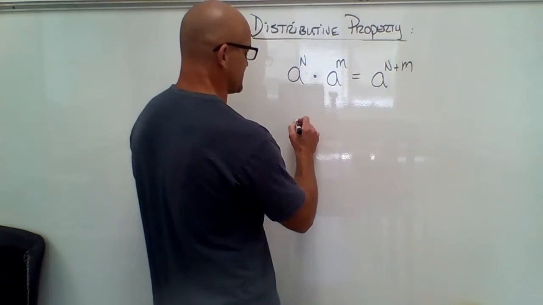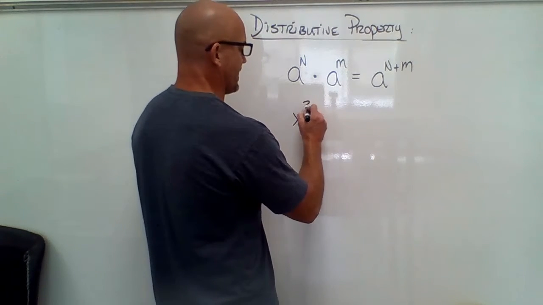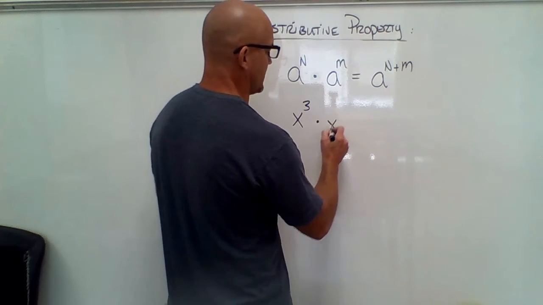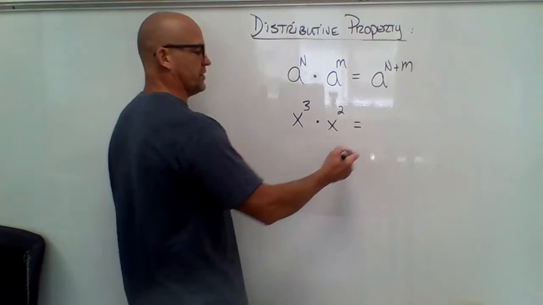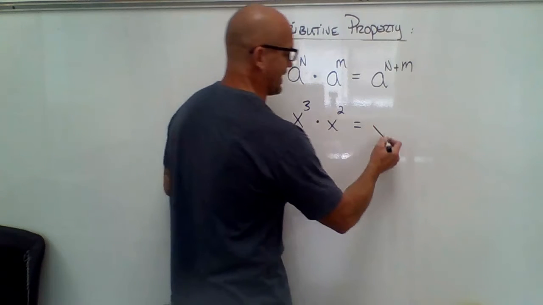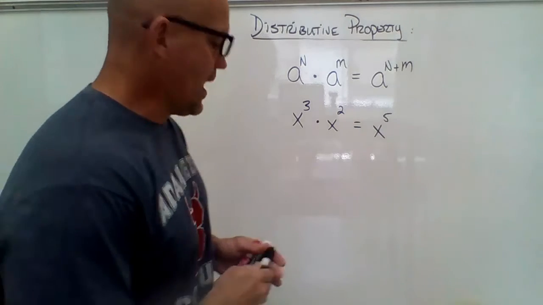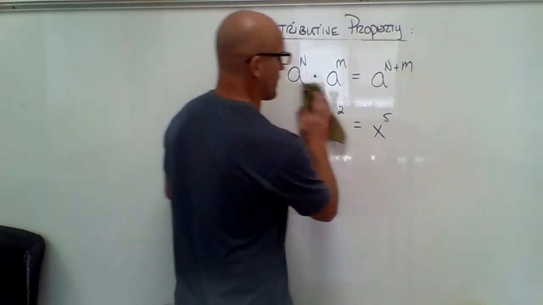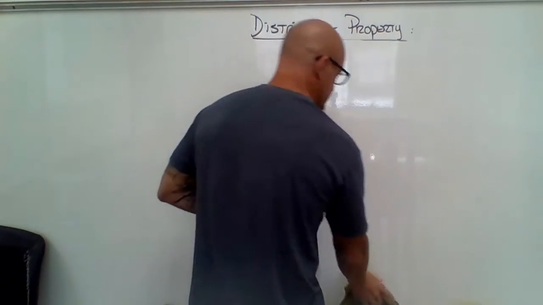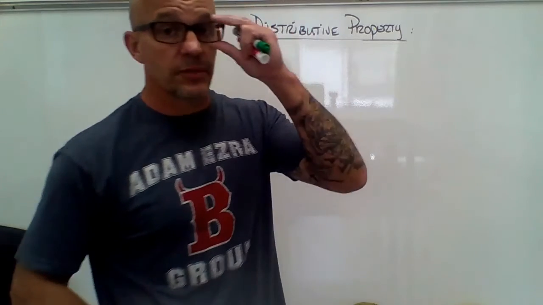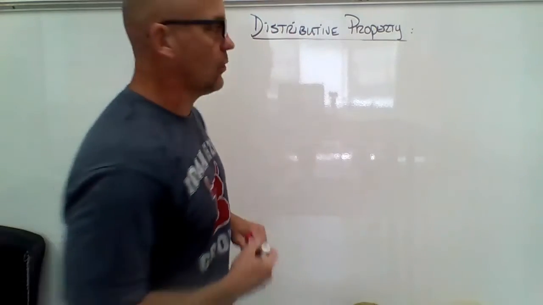Let's take it to something with actual numbers. If I have x to the third and I'm multiplying that times x to the second, that means my result is x to the fifth. You should have learned that in Algebra 1A. Hopefully that's pretty simple. If not, you can practice that before you move on to this. The reason I say that is because we may have to distribute something that has a variable with it.